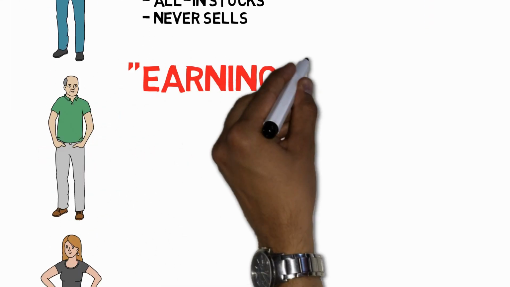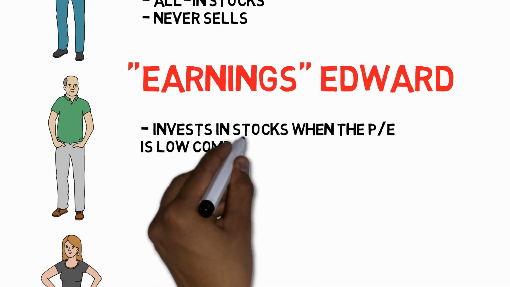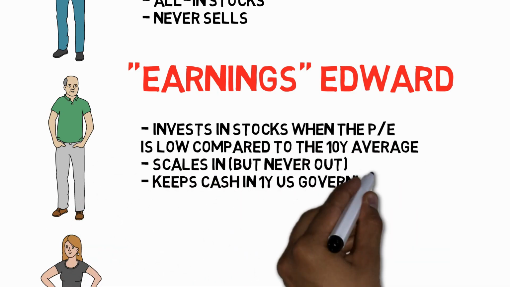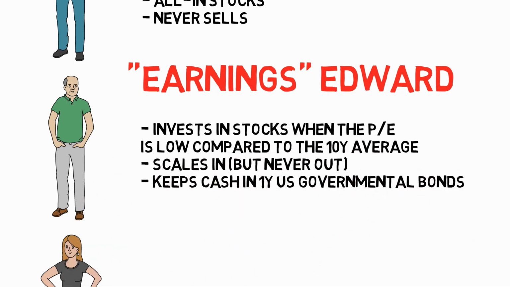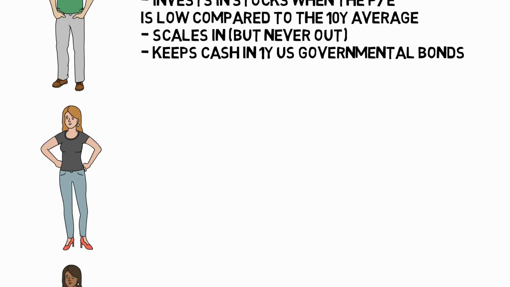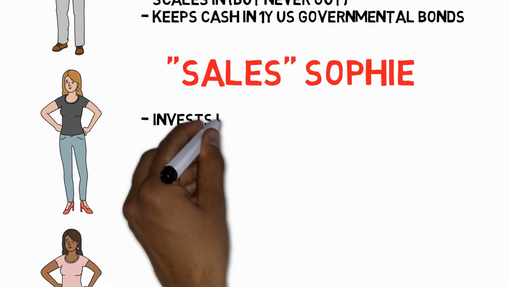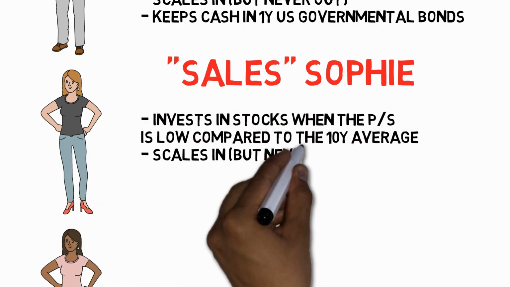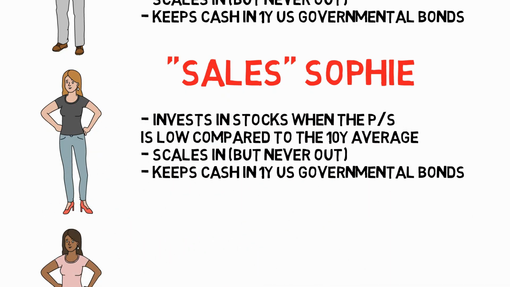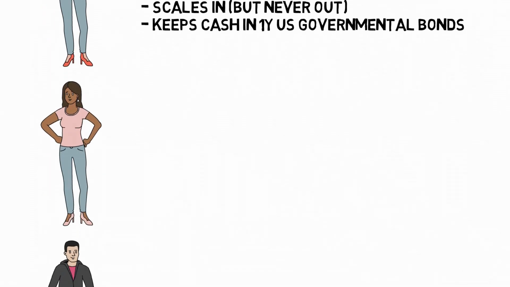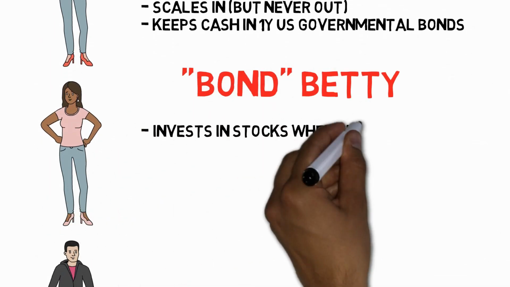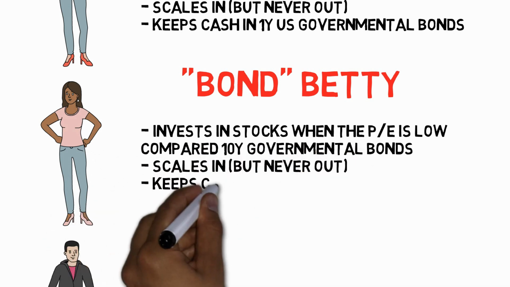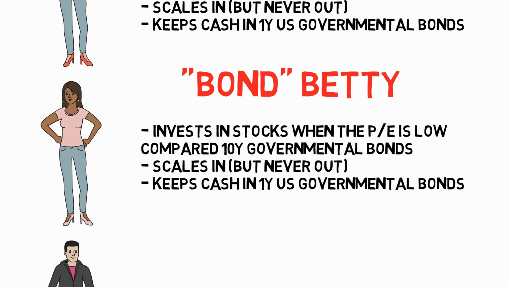Next up is Earnings Edward, who keeps some cash on the side if the average PE ratios of the companies in the S&P 500 index are high compared to the last 10 years. Sales Sophie acts in a similar way, but she looks at the price-to-sales ratio instead of the price-to-earnings. Bond Betty uses a variation of the method that Graham suggests in this book.